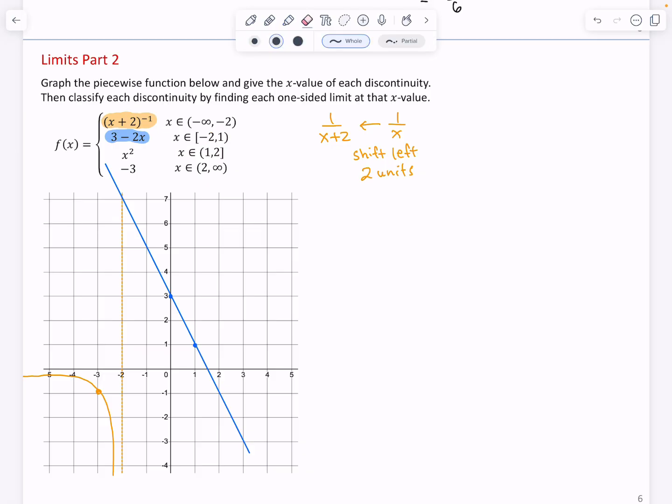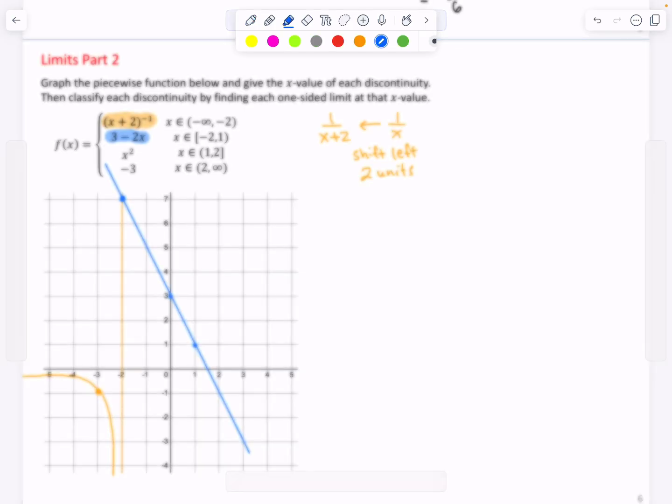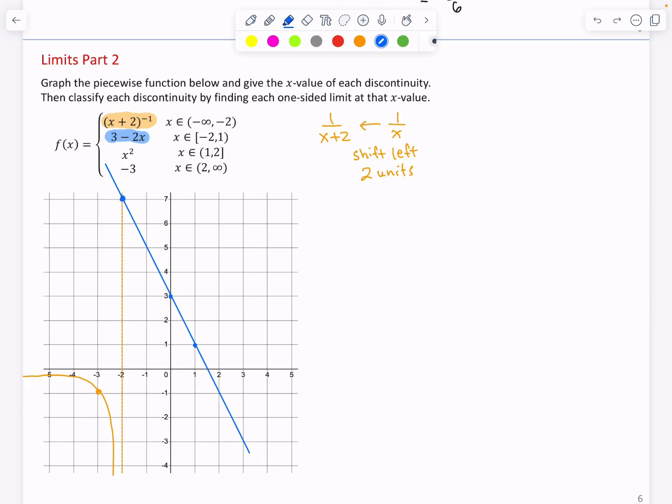Plug negative 2 into this linear function, you get 3 minus 2 times negative 2, or 3 plus 4, you get 7. So our line does go through this point, negative 2, 7. It will make a solid point there because of the inclusion of negative 2 due to this bracket. This 1, though, has a parenthesis. So we're going to find the point when x is 1, but then exclude that point. So I'll put a hollow point at 1, 1.